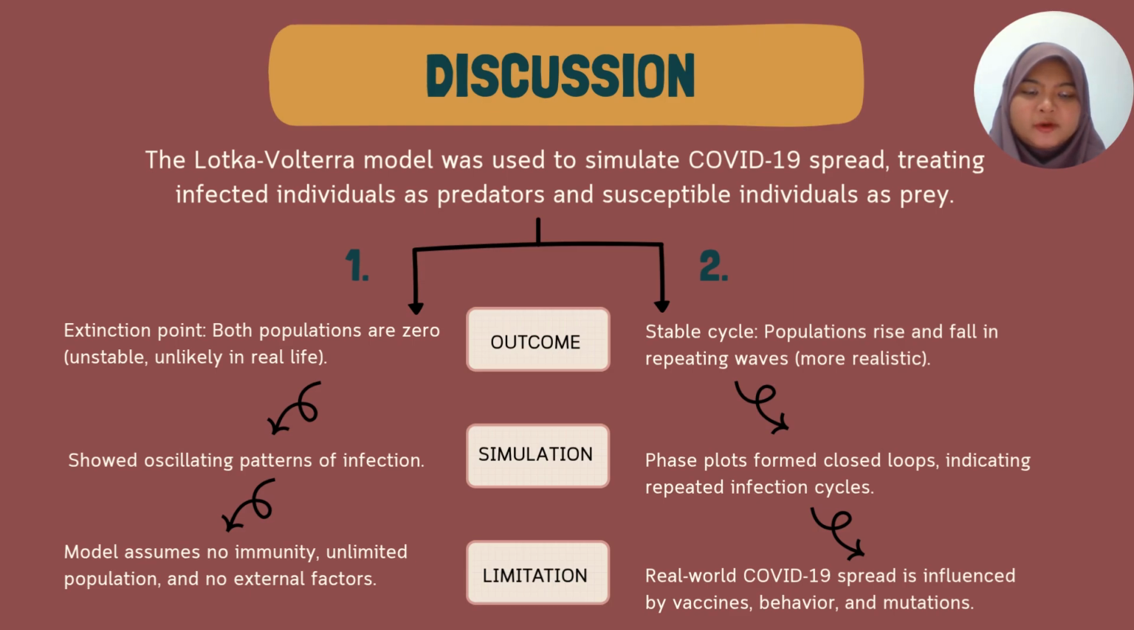Our MATLAB simulation supports this, showing a sinusoidal wave in population size and a phase plot with a closed loop, meaning the system goes through a repeated cycle. However, the model has limitations. It assumes no immunity, no outside influence, and a constant environment. That doesn't reflect reality, where factors like vaccination, mutation, and human behavior play a big role in how COVID-19 spreads. In conclusion, while the Lotka-Volterra model simplifies things, it offers a useful way to understand how infectious disease can behave over time. It shows us the rhythm of infection spread, but to make accurate predictions, we would need a more complex model with realistic factors built in.